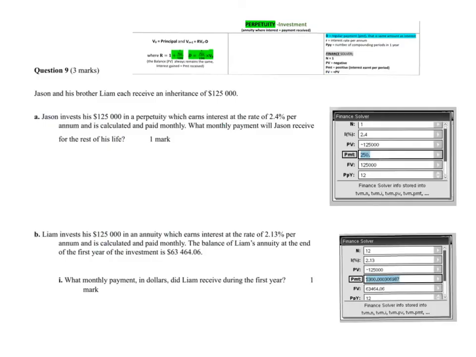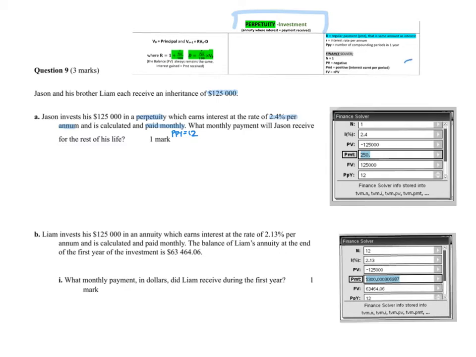Question 9. Jason and his brother each receive an inheritance of $125,000. Jason invests his $125,000 into a perpetuity. So I just put up a perpetuity on my formula sheet, which earns an interest rate of 2.4% per annum and is calculated on a monthly basis. So I just write PPY 12. What monthly payment will Jason receive?